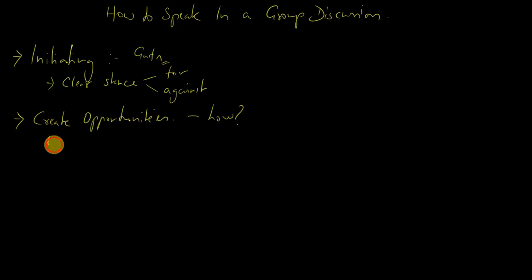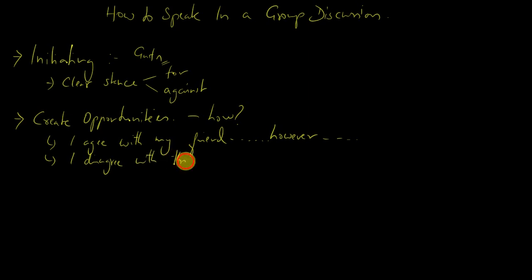One of the ways is you can say, I agree with my friend, and state your point. If you're speaking against, you can say, I agree with my friend, however, and then state your point against the point that the student was making. Also, sometimes it is good to say, I disagree with this point. Sometimes the student can also say, I disagree with this point, and then state your reasons against it.